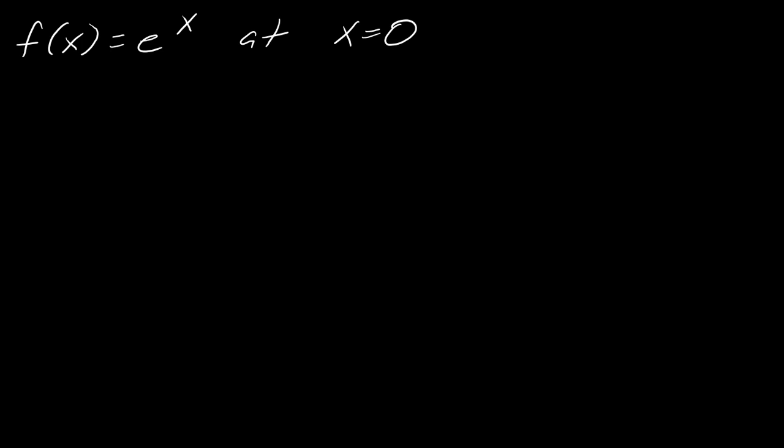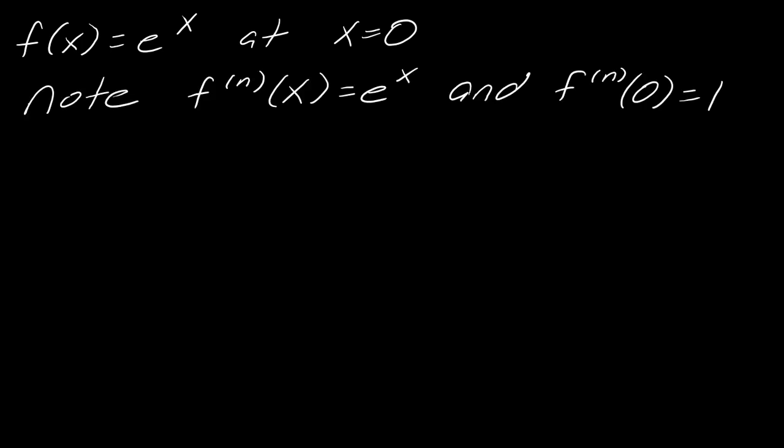Okay, so the nice thing about e to the x is that the nth derivative is always e to the x. So if I plug in 0 for any of those derivatives, it always equals 1. So I strongly encourage you to write out what the Taylor series looks like. Just write it out to the nth term and then hit play.